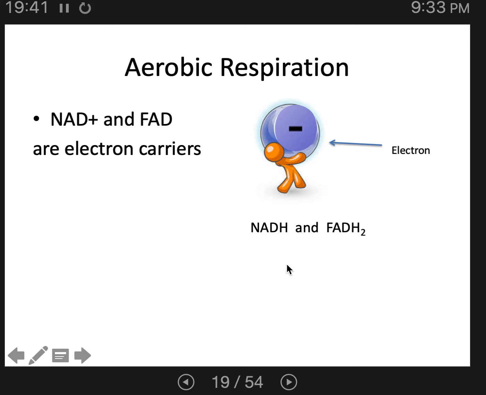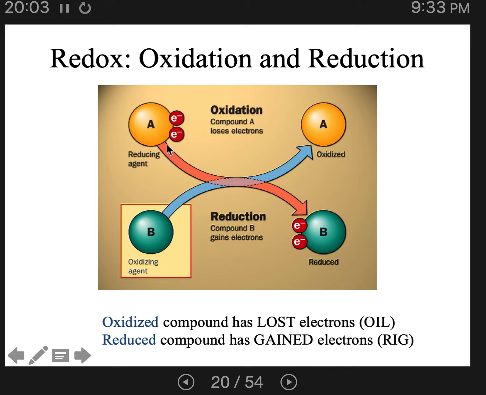So this is just a diagram of a redox reaction. It's called redox reactions because they happen together, of course. When an electron is passed, you always have one molecule being oxidized, or losing the electron, and another molecule being reduced, or gaining the electrons.